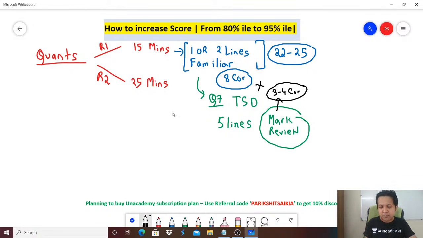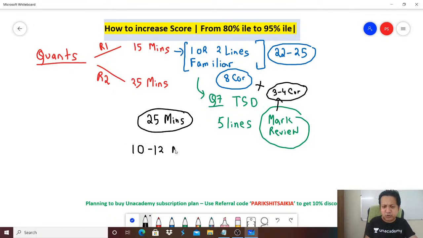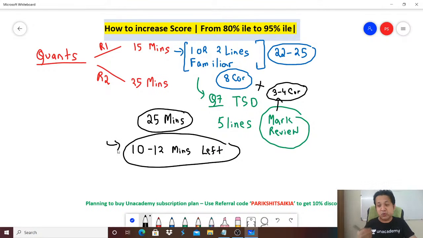At this stage, probably 25 minutes are already over. Let's say 27 minutes. You still have another 10 to 12 minutes left. In the last 10 to 12 minutes, you are trying to figure out another 2, 3, 4 questions which you will try. You are definitely not sure you can do it. But in this last 10 to 12 minutes, the target is to solve another 3 to 4 questions. Right? So 4 questions probably, because 4 into 3 is 12 minutes.